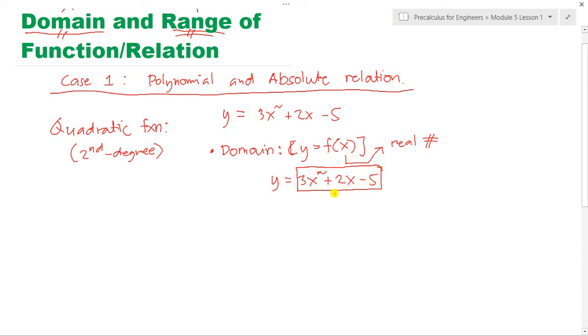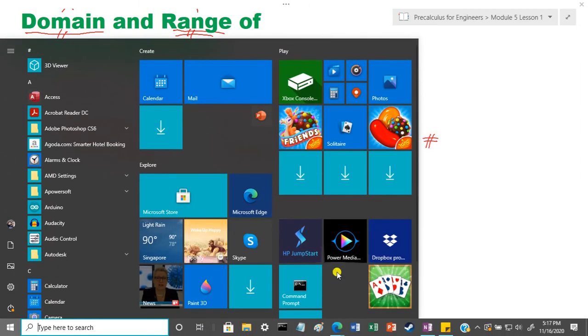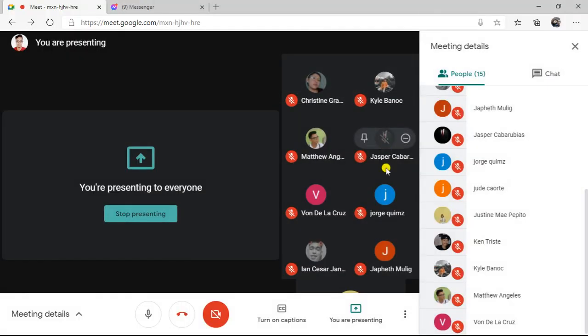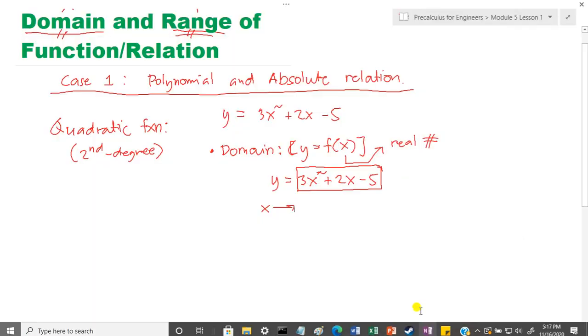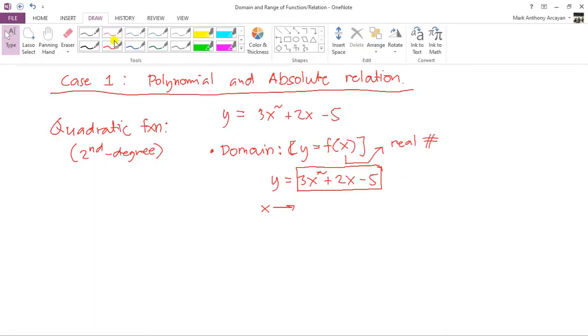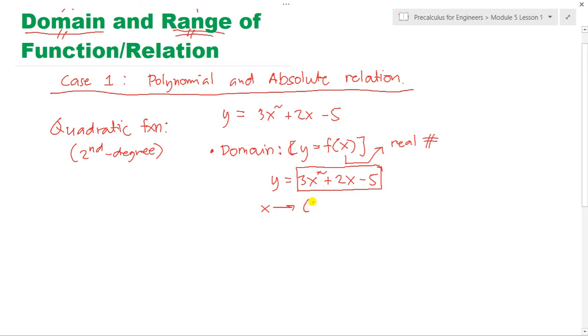Okay, sa right side, again, since we are talking about domain, we focus on the input of our x here. So, naa tay tulo ka inputs. Okay, here, again, on a real number line, we have three parts. The negative side, then the 0, and then the next one is the positive side.